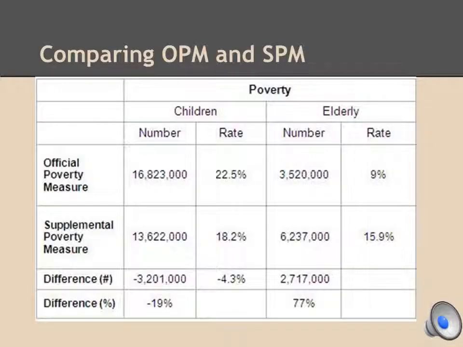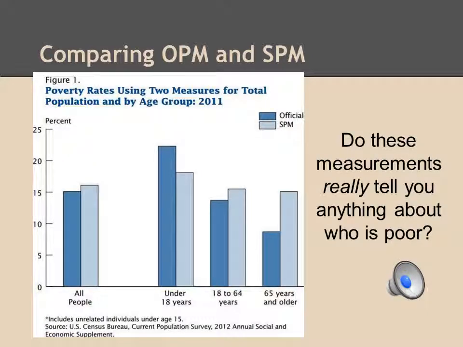As you can see on this chart, the OPM and the SPM show very different measurements of poverty. Therefore, neither of them gives an accurate picture of what it actually means to be poor. Here's another graph comparing the OPM and SPM. When you look at this graph, do these measurements really tell you anything about who is poor? This graph does not show the true face of poverty.